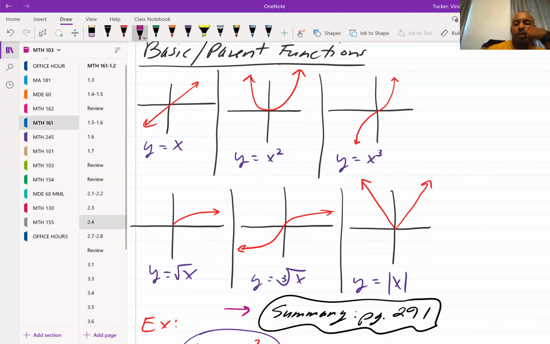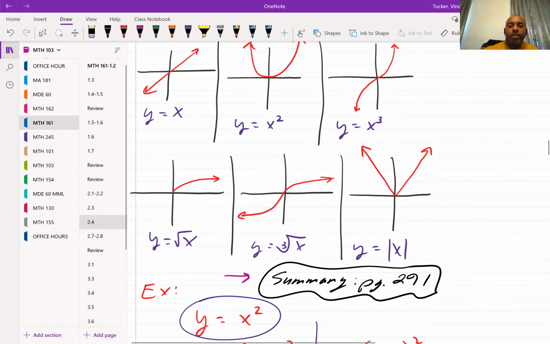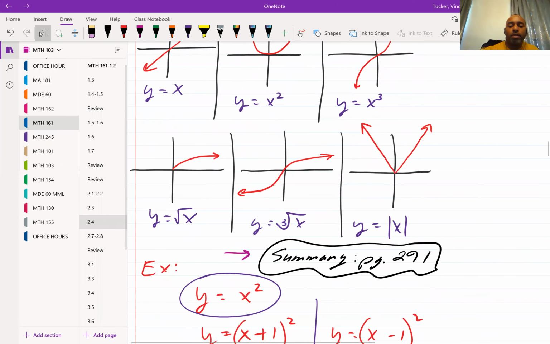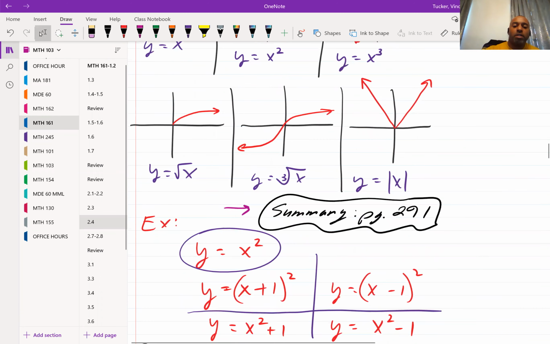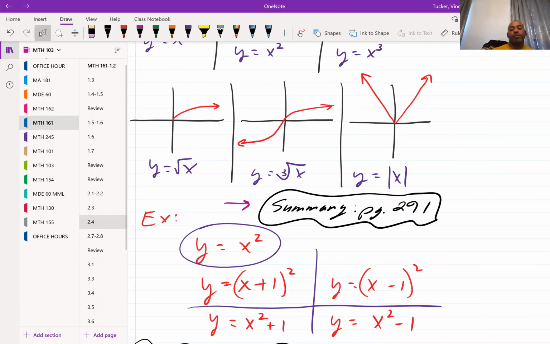All right, so the summary is supposed to be on page 291. At least that's last time I checked. If by some chance it changed, it still should be in that section. It gives you details on what it means if you were to add, let's say, if we take this x squared, if I were to add 1 to it, what does that do to it? If I were to add 1 inside of the square, what does that do to it? If I were to subtract 1, and so on, each one of those would do something different, either move up, down, right, or left.